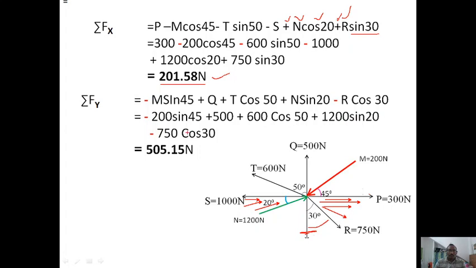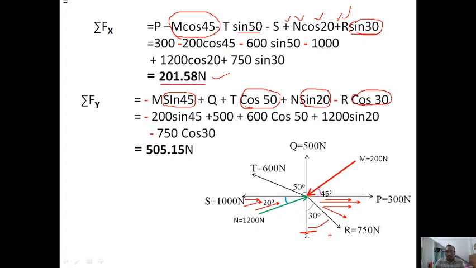Now observe the sigma f of x equation and the sigma f of y equation. First, we are just going to compare them. Here it is m cos 45, right? And now it is m sin 45, just opposite. You see sin 50 is there, again it is cos 50. That is what I am saying to you, that it gives the opposites. Whereas for the n it is cos 20 here and sin 20 there, and for the r it is sin 30 here and cos 30 there. Right?